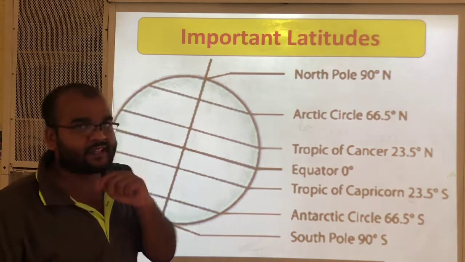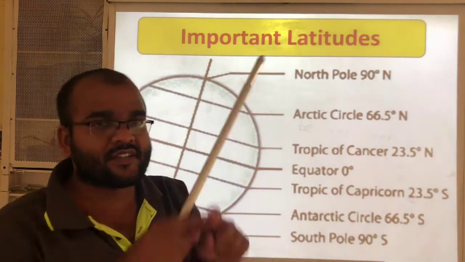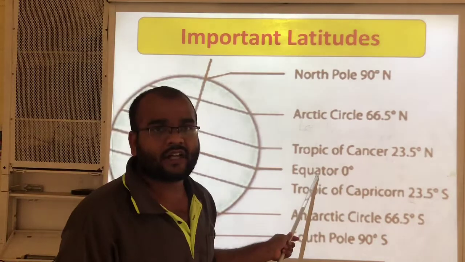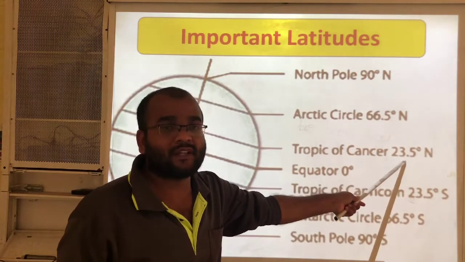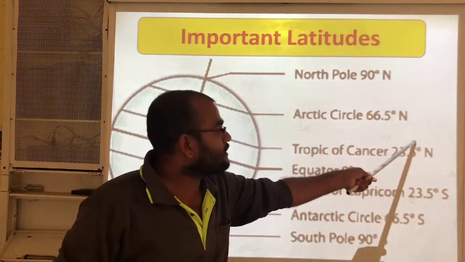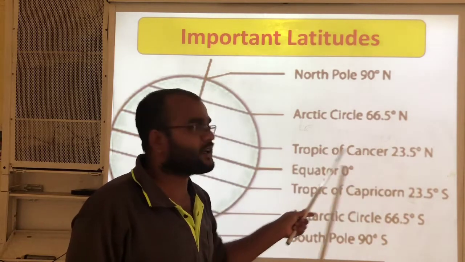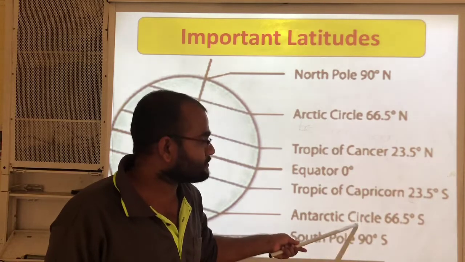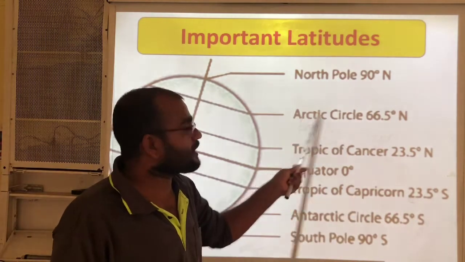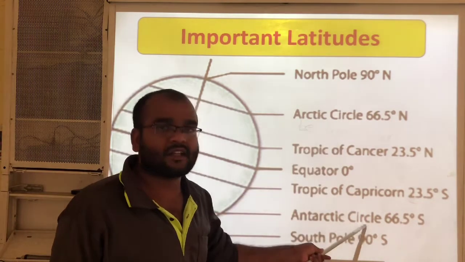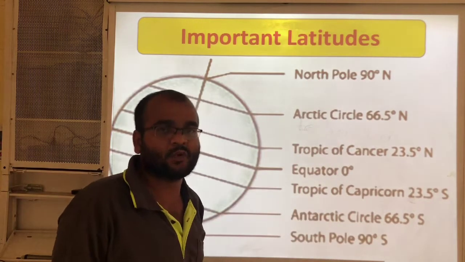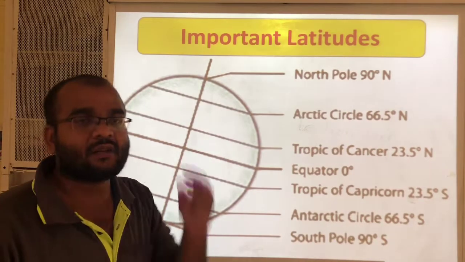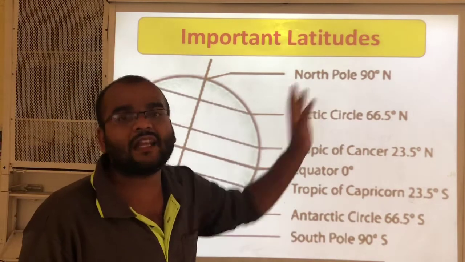Once again, 0 degree latitude is called the equator. Next, 23 and a half, that means 23.5 north latitude is the Tropic of Cancer. Next, downside, the Tropic of Capricorn. And the Arctic Circle, Antarctic Circle, North Pole, South Pole. These are the important latitudes. Remember the names and values.